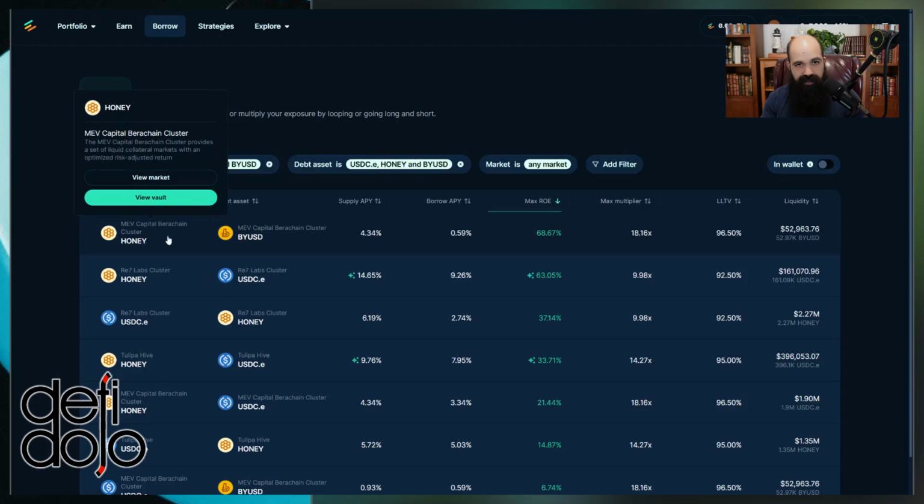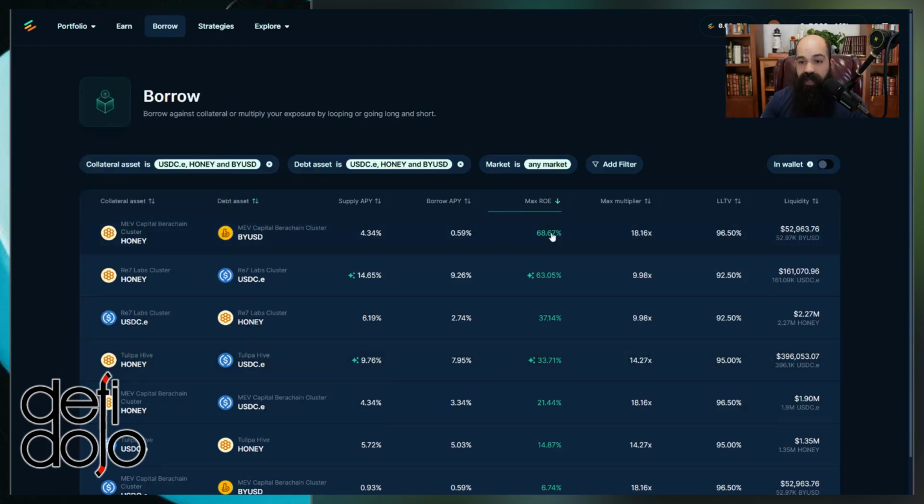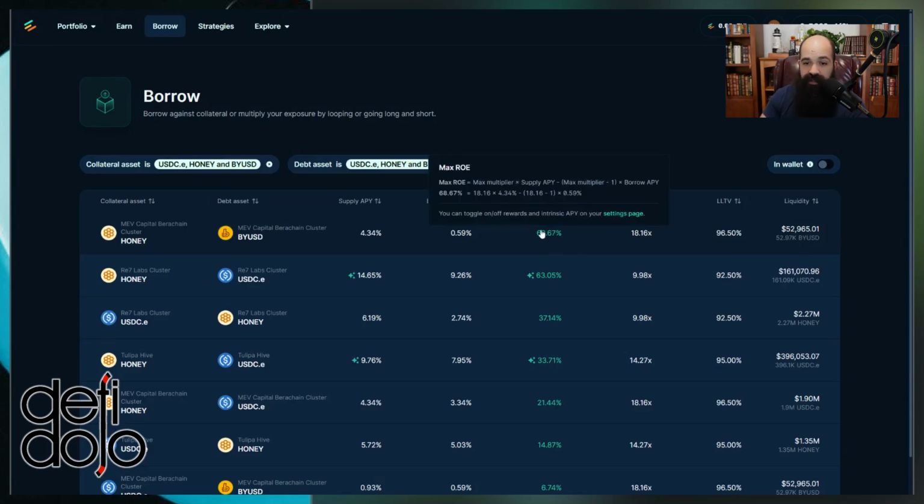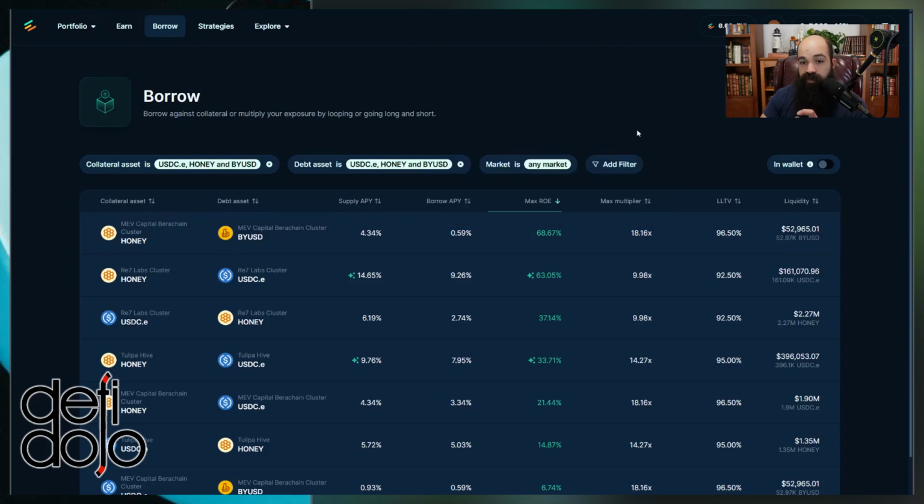Know your assets for sure, do your research, and then look at the APRs. Now, 67%, that's fantastic, love it. But, and here's the big but, only $53,000 of liquidity. So this would not be something I immediately ape into because that's just not enough. It's going to be really volatile. One day it could be a positive max ROE. The next day it could be deeply negative. Those are the things you should be aware of.